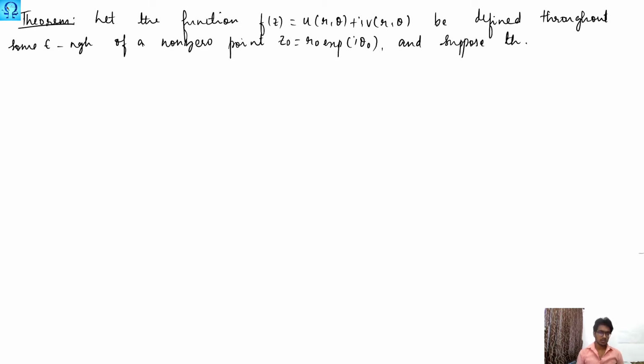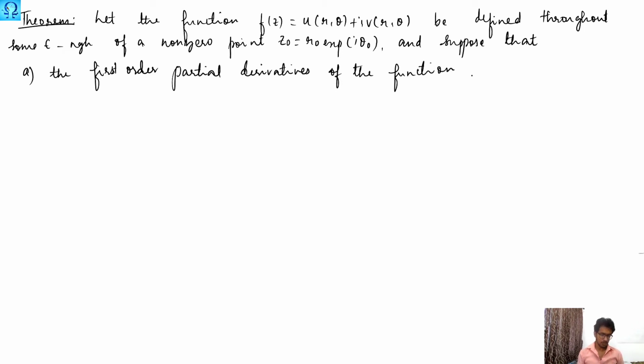And suppose that, the first supposition, the first order partial derivatives of the functions u and v with respect to r and theta exist everywhere in the neighborhood.